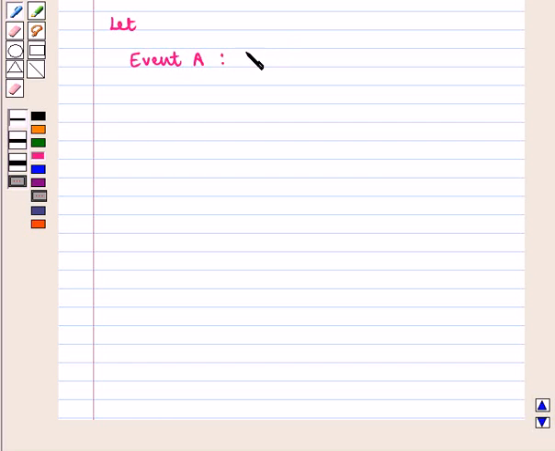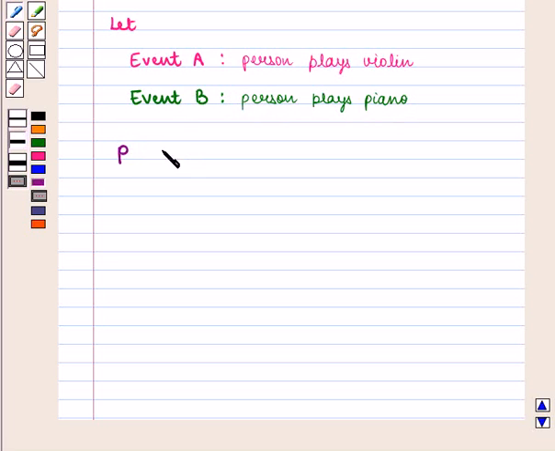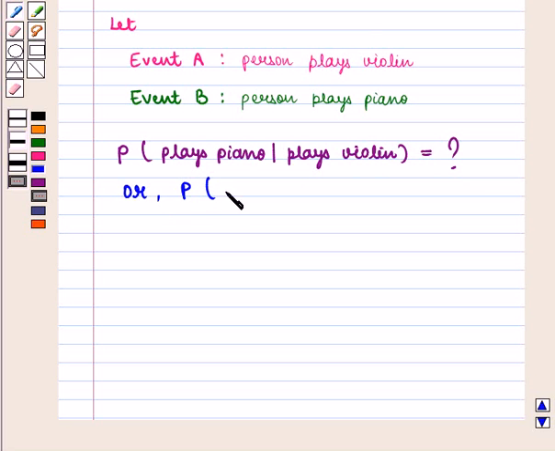Let event A be person plays violin and event B be person plays piano. We have to find the probability that a person plays piano given he plays violin. That is, probability of occurrence of event B given event A.